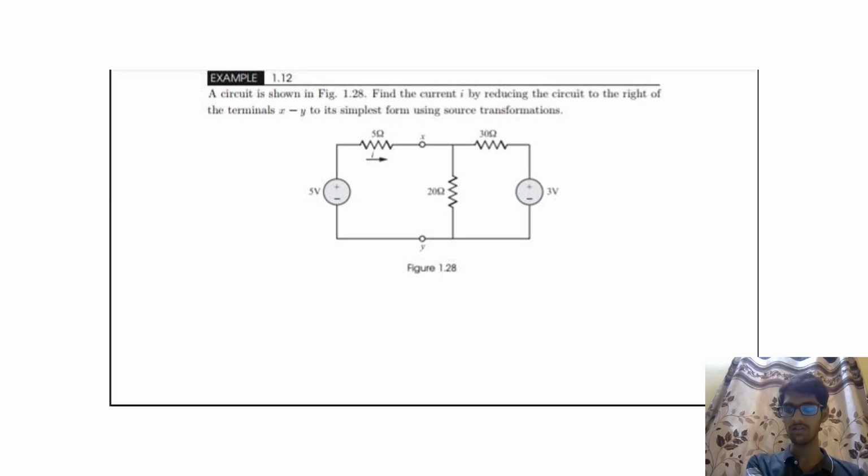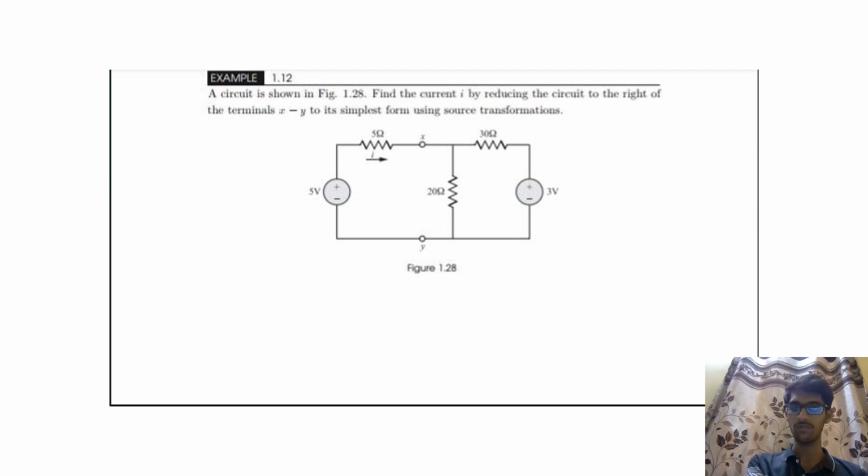Today's topic, source transformations, is related to the subject Network Analysis, and the subject code is BEC304. In this topic, we need to know the basic formulas of voltage, current, and charges, because we make use of these formulas excessively while converting a voltage source to a current source, and from a current source to a voltage source.